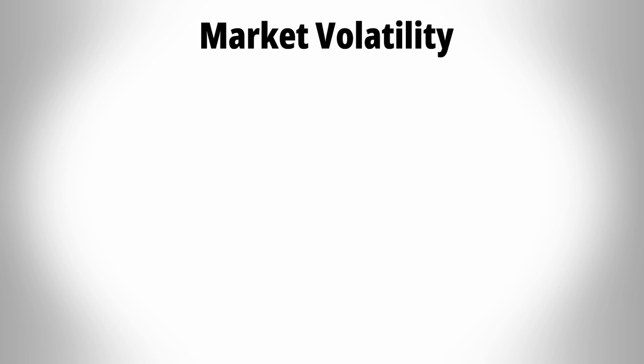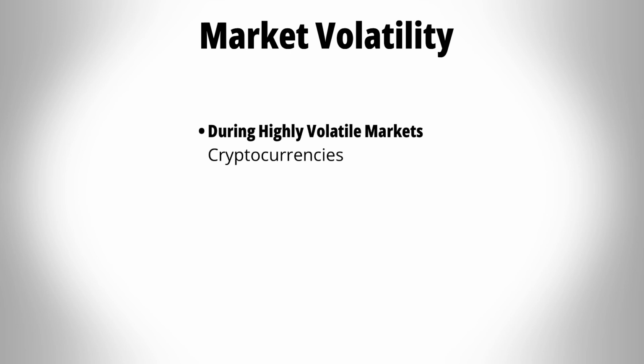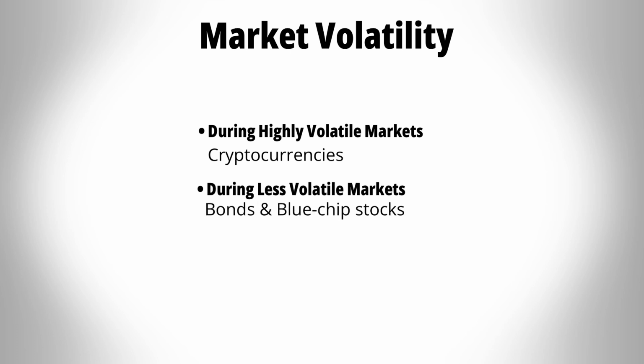Another factor to consider when choosing RSI length is market volatility. During highly volatile markets, a shorter RSI length can help capture quick price movement and overbought or oversold conditions in fast-moving markets like cryptocurrencies. During less volatile markets, a longer RSI length may be more appropriate to avoid frequent false signals in slower moving markets like bonds or blue chip stock.